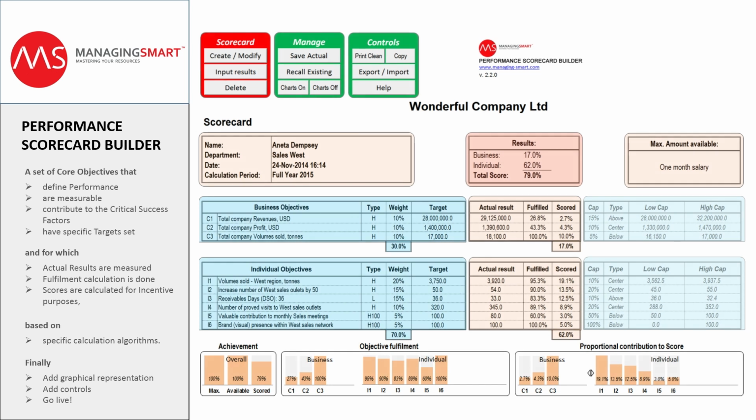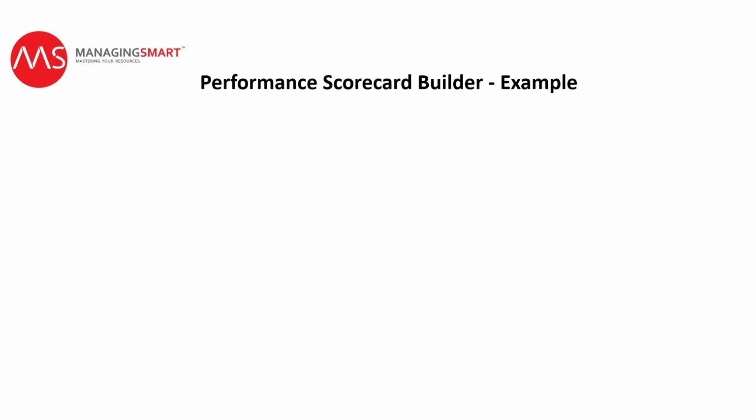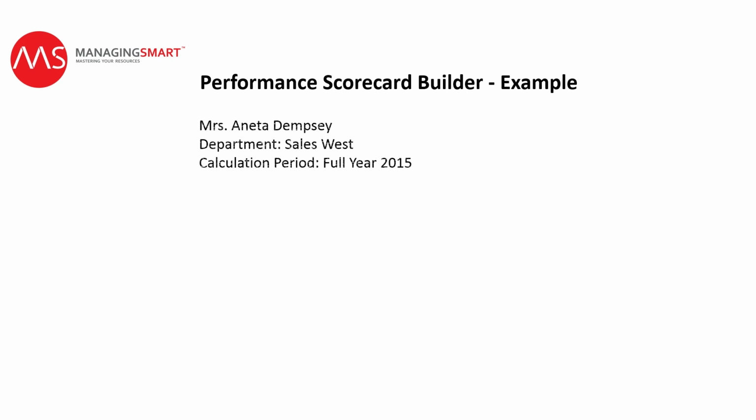Now, let's get back to real life and let's see Performance Scorecard Builder running. We will make a full entry for an objective, including its actual results, as follows. Mrs. Annetta Dempsey is a regional sales manager over the West Sales area. We shall set the first individual objective for her as follows. The objective number 1 is the volume sold within the West region.